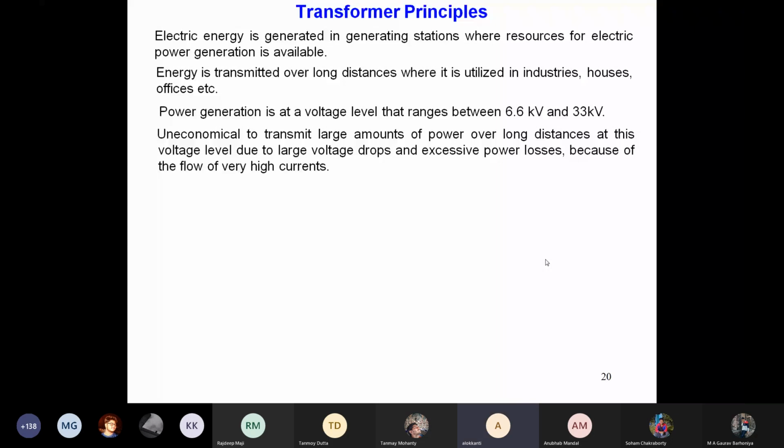Sir, why is there a voltage drop? You have to tell why there is a voltage drop. The transmission lines also have some impedance. Is it clear? Whoever asked the question, is it clear?